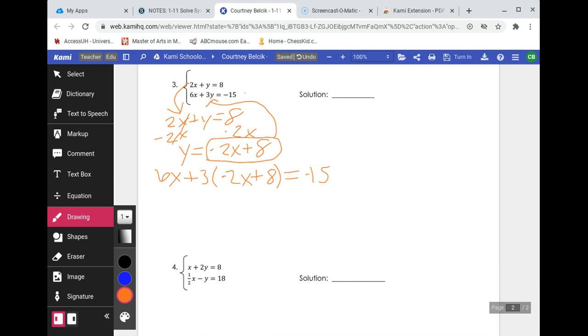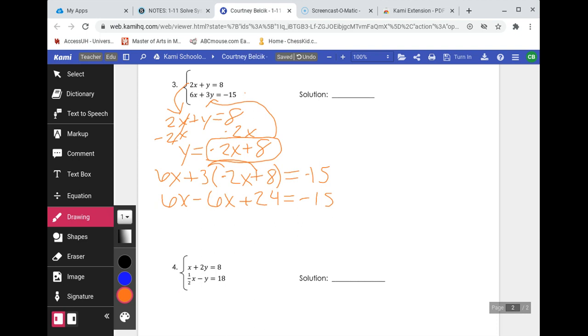Ooh. All right. From Algebra 1, you should remember that when you have a 3 outside of parentheses, you distribute it to every term inside using multiplication. The 6x does not get distributed. So we have 6x. We have 3 times negative 2x, that's negative 6x. And we have 3 times 8, that's a positive 24. And that should still equal negative 15.